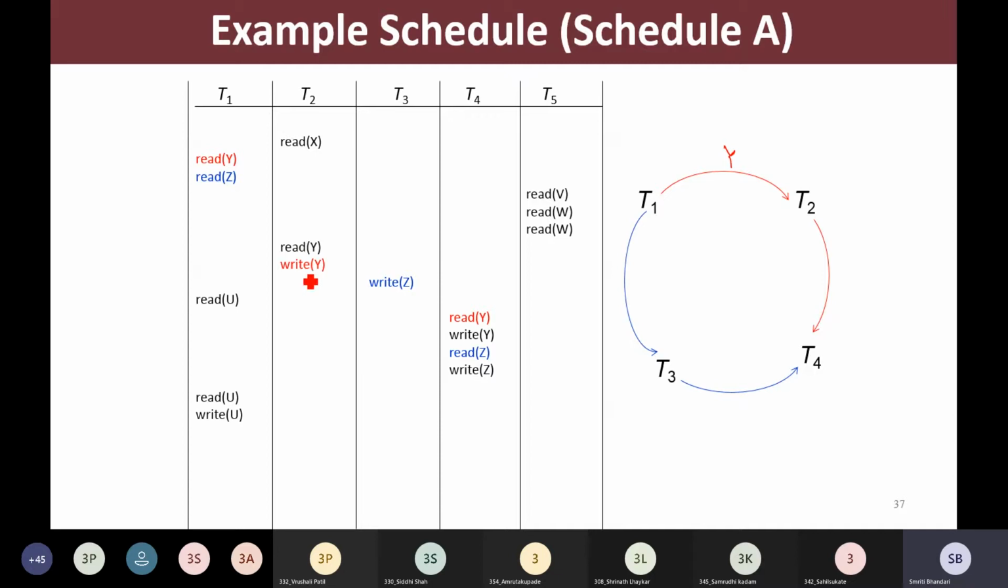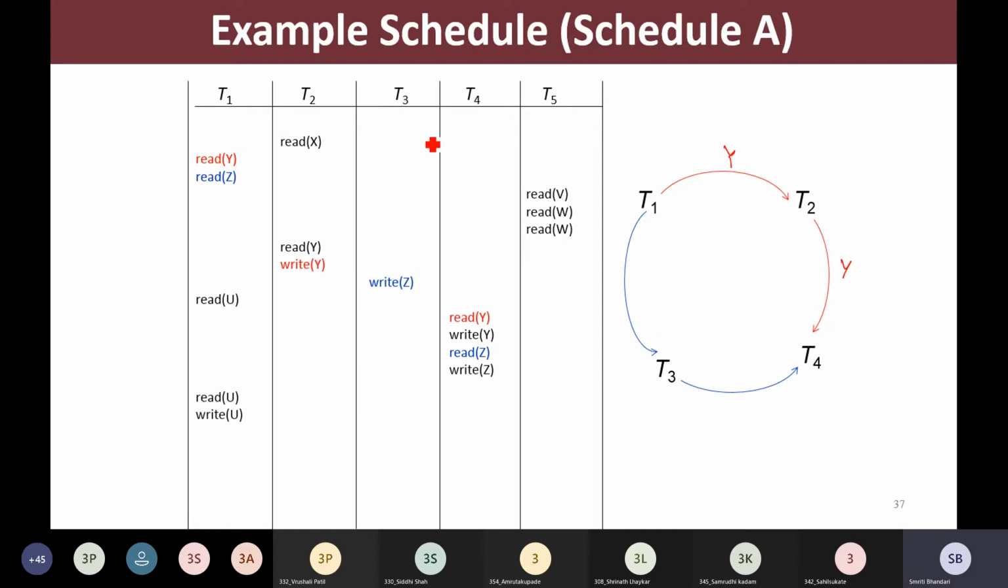So T2 is executing write Y, and then T4 is executing read Y. So once again there is a conflict, and we should have an arc from T2 to T4, once again for this item Y.